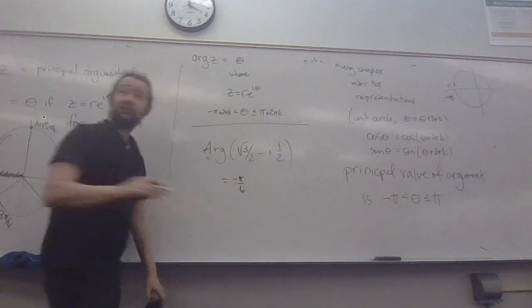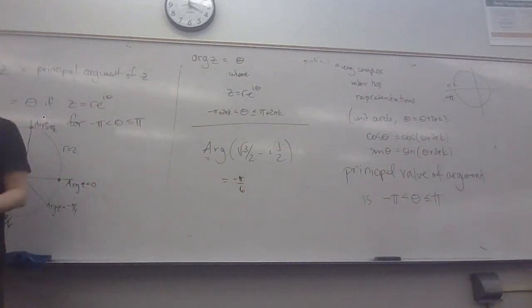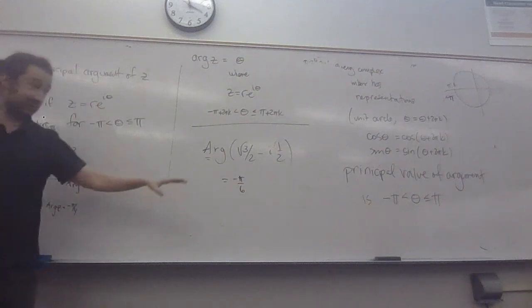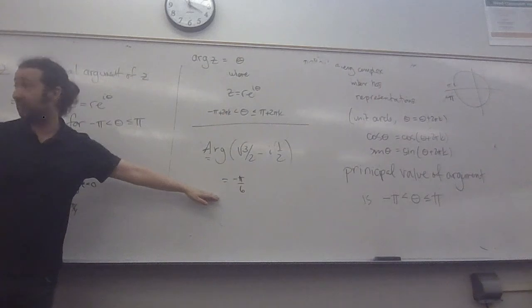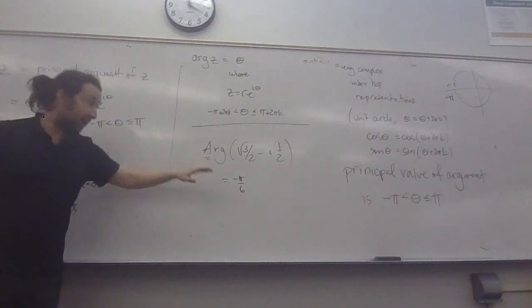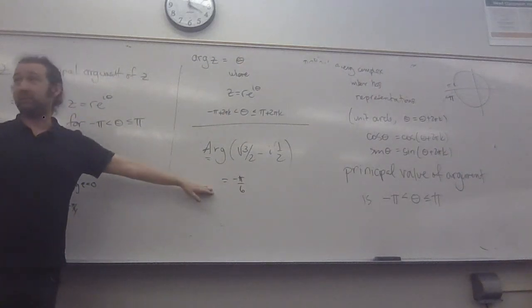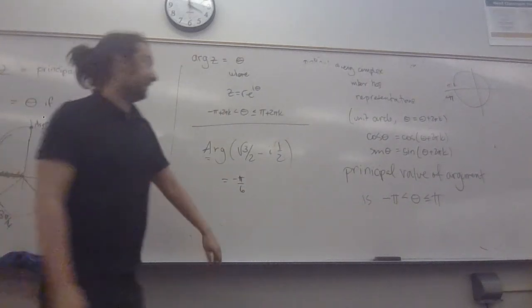I know this is obnoxious. It probably brings back bad memories of inverse trig functions and the restrictions on the domains of those things, but it is very important, as low level as this seems compared to the power series stuff that we were doing. Accurately identifying the argument of complex numbers is really important. Okay?